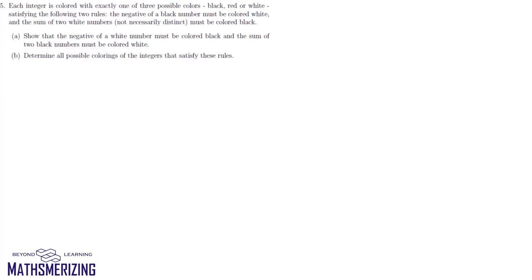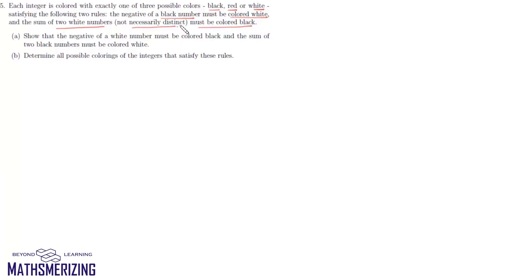Now question number 5, it is an interesting puzzle sort of a question. The question is: each integer is colored with exactly one of the three possible colors, black, red, or white, satisfying the following two rules. The first rule is that the negative of a black number must be colored white. So if we have a black number, then its negative must be a white number. And the second rule is that the sum of two white numbers must be colored black. And these numbers may not necessarily be distinct.